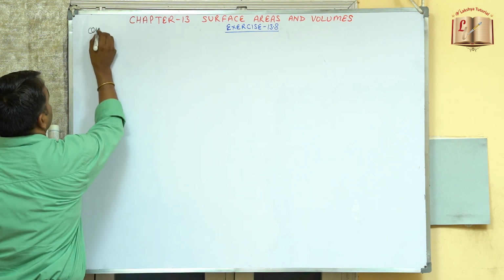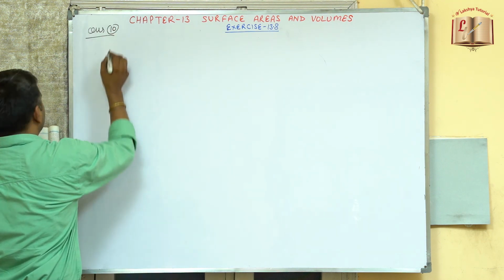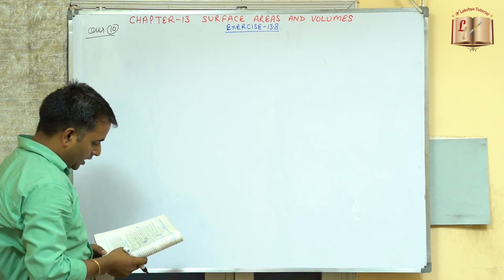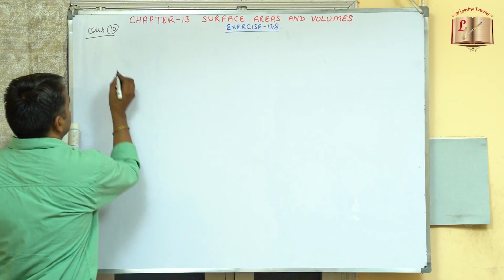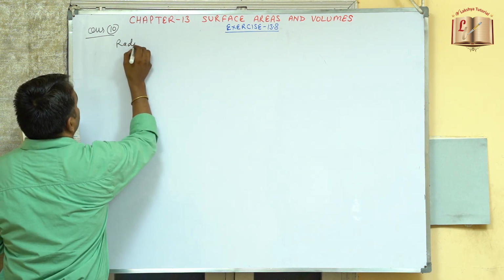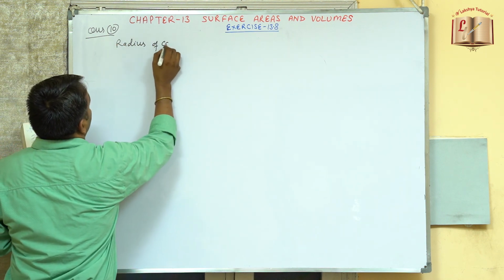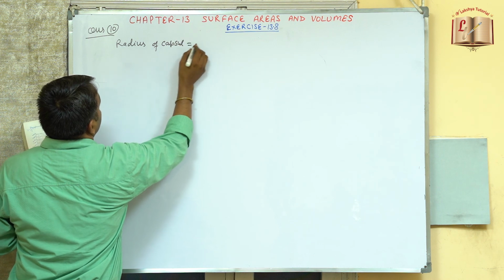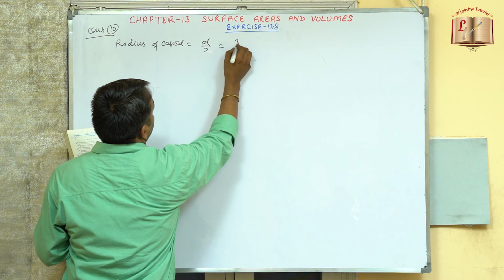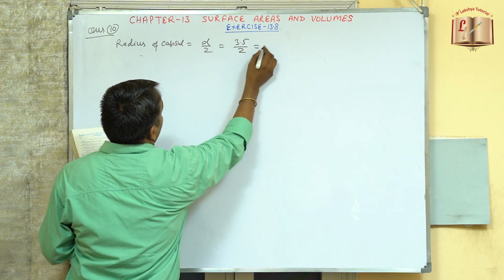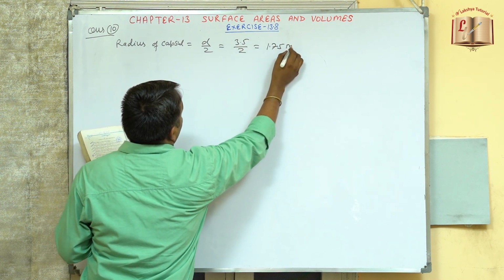So now coming to question number 10. A capsule of the medicine is in the form of a sphere of diameter 3.5 mm. So we can find out the radius of the capsule. This is d by 2. So diameter is already given, this is 3.5 divided by 2. So this will be 1.75 mm.